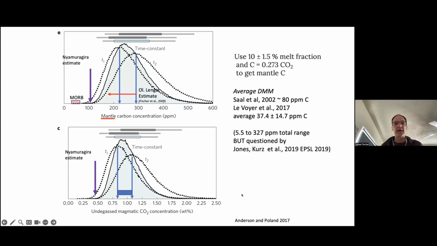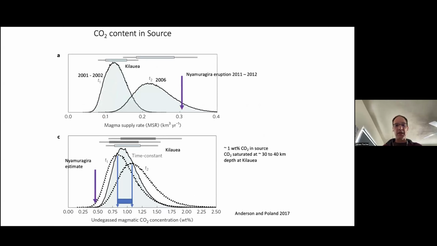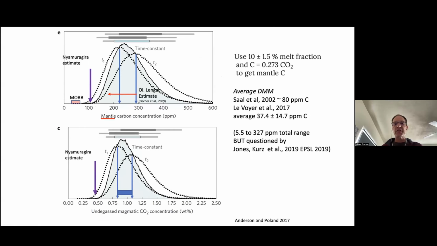Now, if we look at Oldonyo Lengai, for example, Oldonyo Lengai has this estimate of carbon in the mantle source that was about 300 ppm. Okay, so now I have to go back for a moment. This is undegassed magmatic CO2 concentration, right? And that's in weight%.